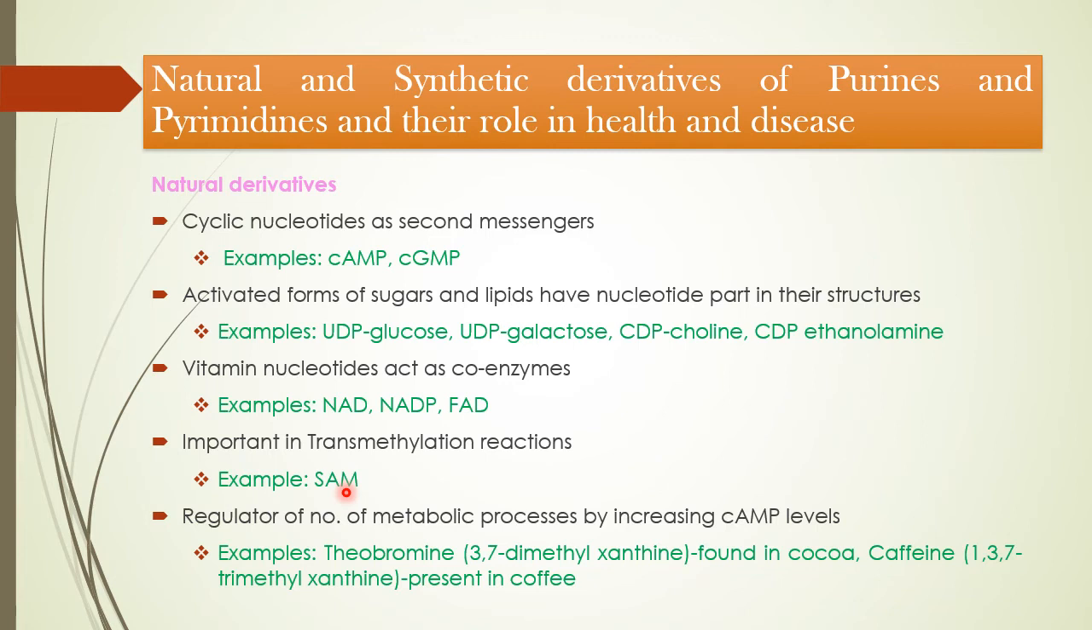protein metabolism. Then there are some forms of purine and pyrimidine derivatives which act as regulators of multiple metabolic events in the body, and they can increase the levels of cyclic AMP. Notable examples are theobromine, which is 3,7-dimethylxanthine. It's a derivative of purine, and this is found in cocoa. And then we have caffeine, which is 1,3,7-trimethylxanthine. This is also found in coffee. So these two are important examples that can boost cyclic AMP levels in the body.